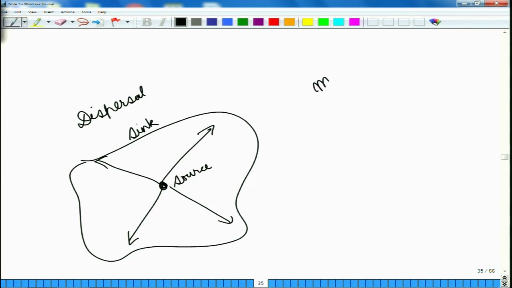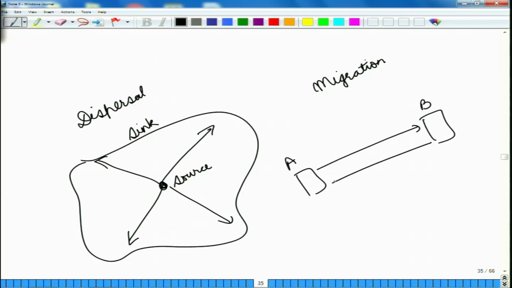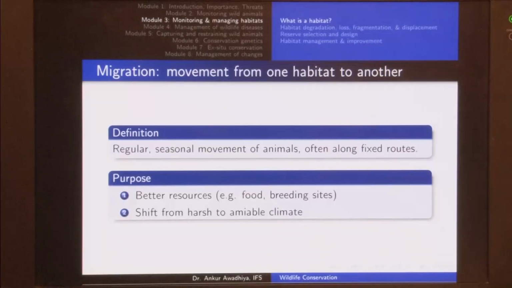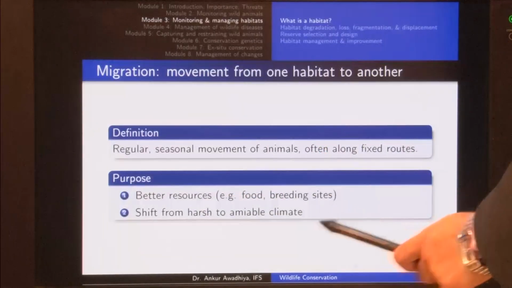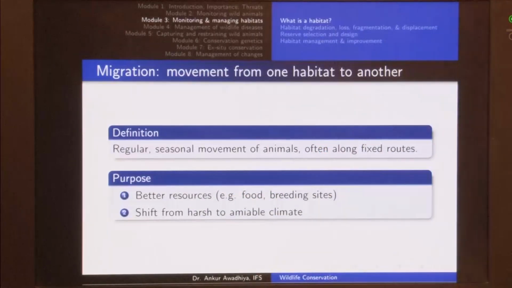In the case of migration, we have two areas. The animal goes from A to B in one season, and it goes from B to A in another season. So this is migration, and often these routes are fixed, and the purpose of migration is better resources like food and breeding sites, and a shift from harsh to amiable climates.